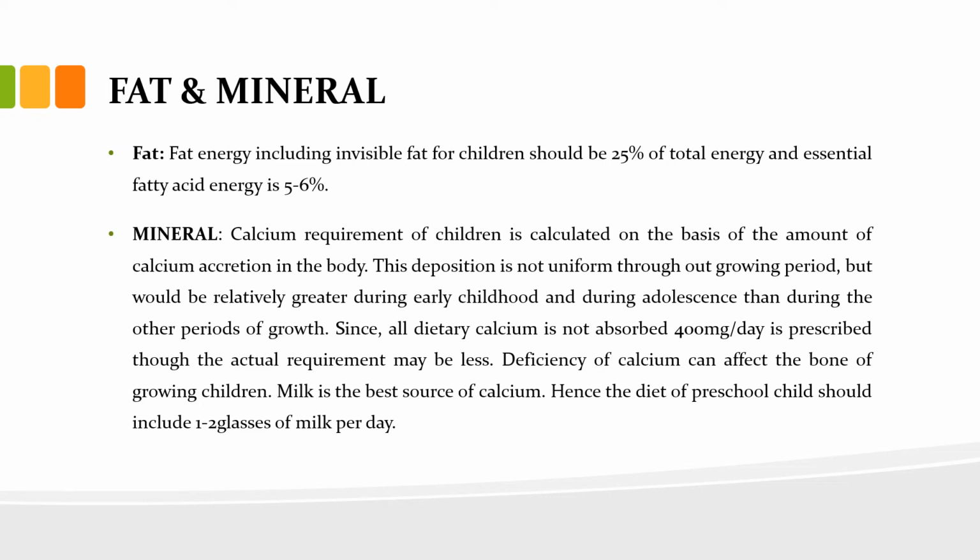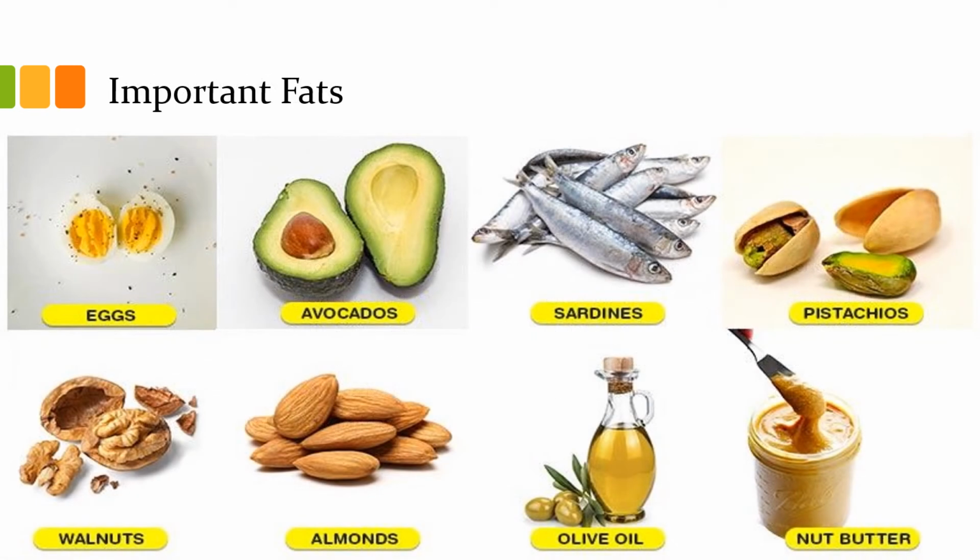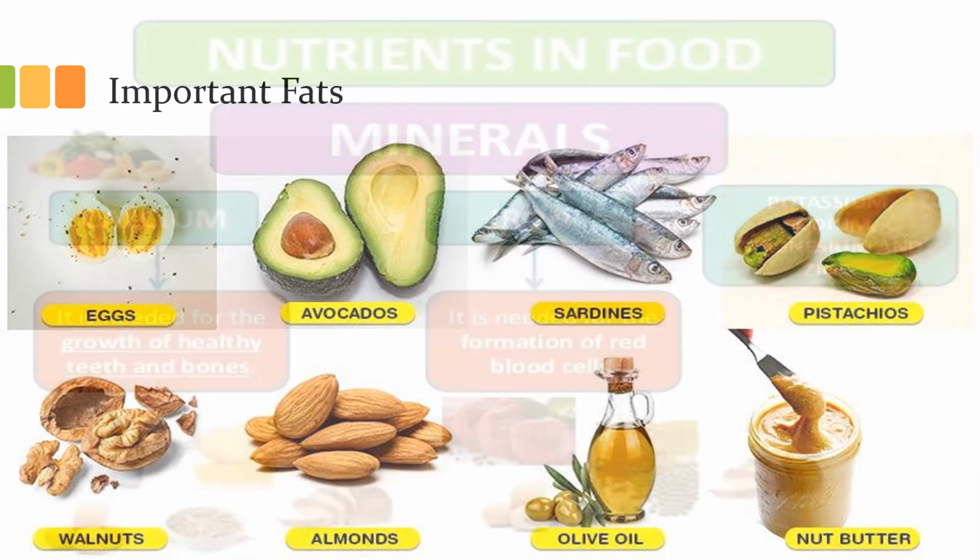Milk is the best source of calcium. Hence, the diet of a preschool child should include 1 to 2 glasses of milk per day. Now, these are some important fats. In eggs, we can get fats, avocado, sardines, pistachios, walnuts, almonds, olive oil, nut butter. These are very good sources of fat.